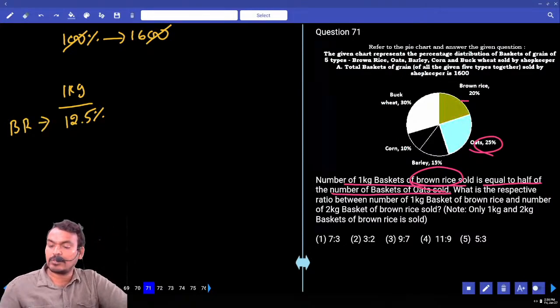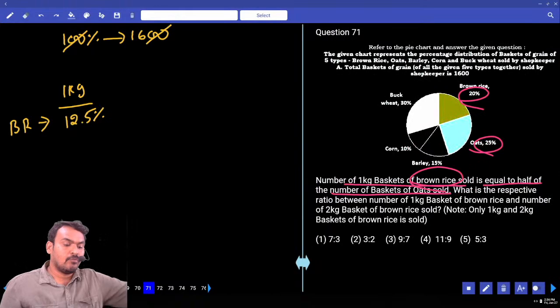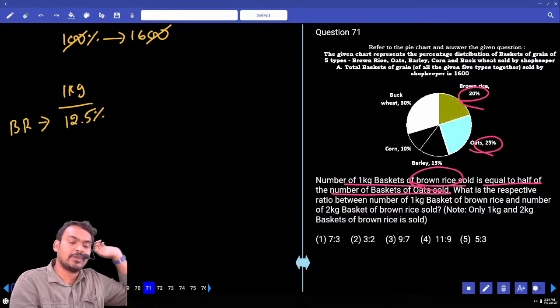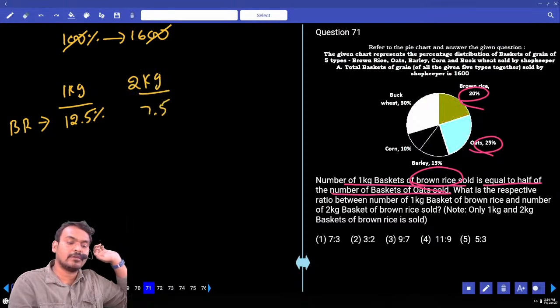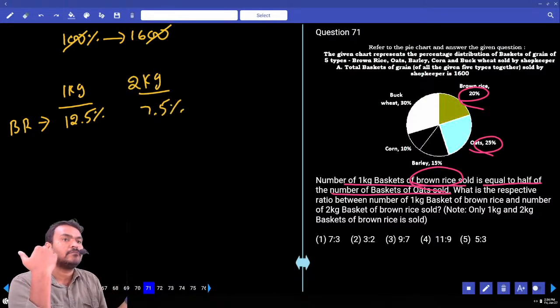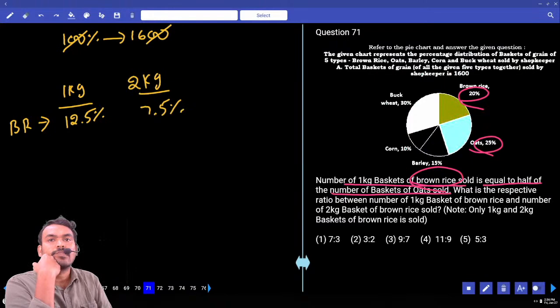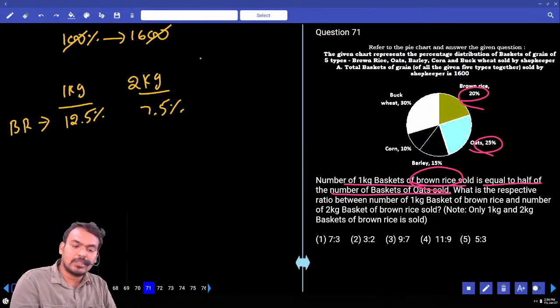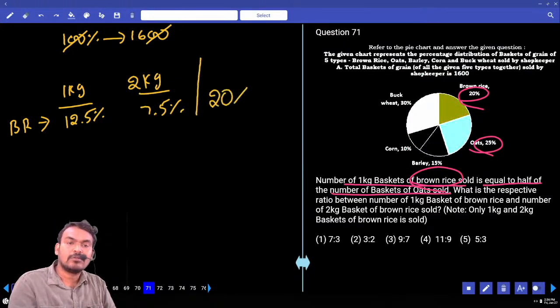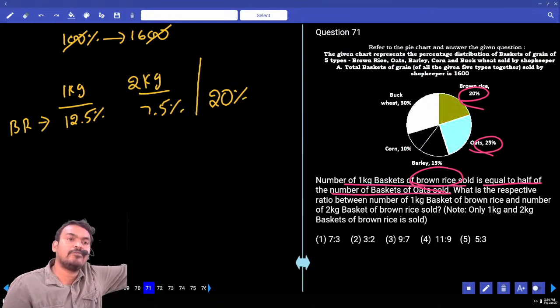Actually, brown rice is how much percent? 20%. 1 kg is 12.5%, which means the remaining 2 kgs are how much percent? 7.5% or not? Yes or no? Because what is the total brown rice? 20%. In that, 12.5 is 1 kg, and the remaining 7.5 is 2 kgs, or not?